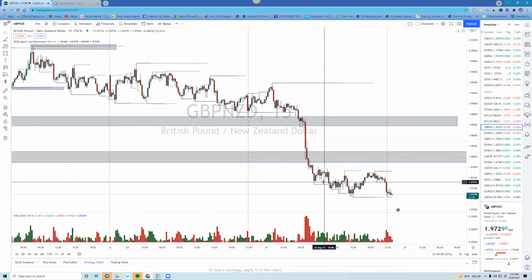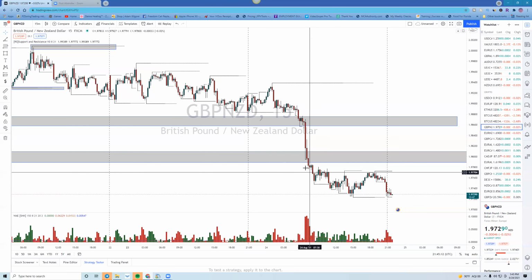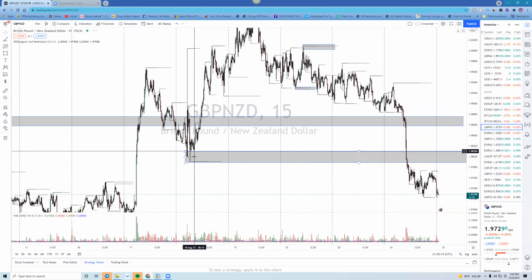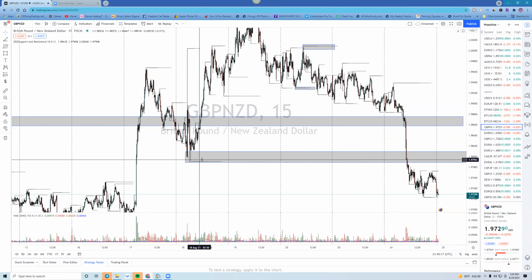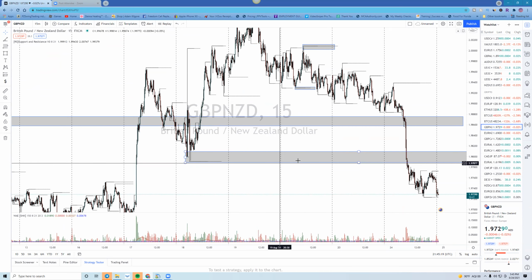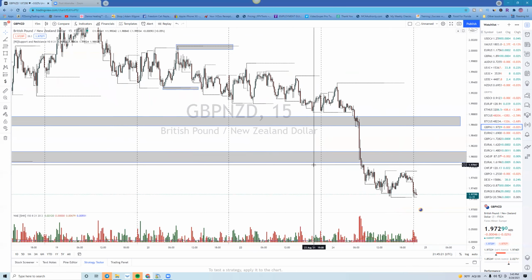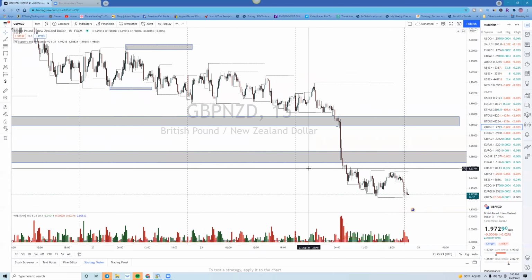I took profit a little bit under that zone, because if you go all the way to the left, there was structure there. That was my take profit. So I caught all of that in my sleep this morning. Easy.